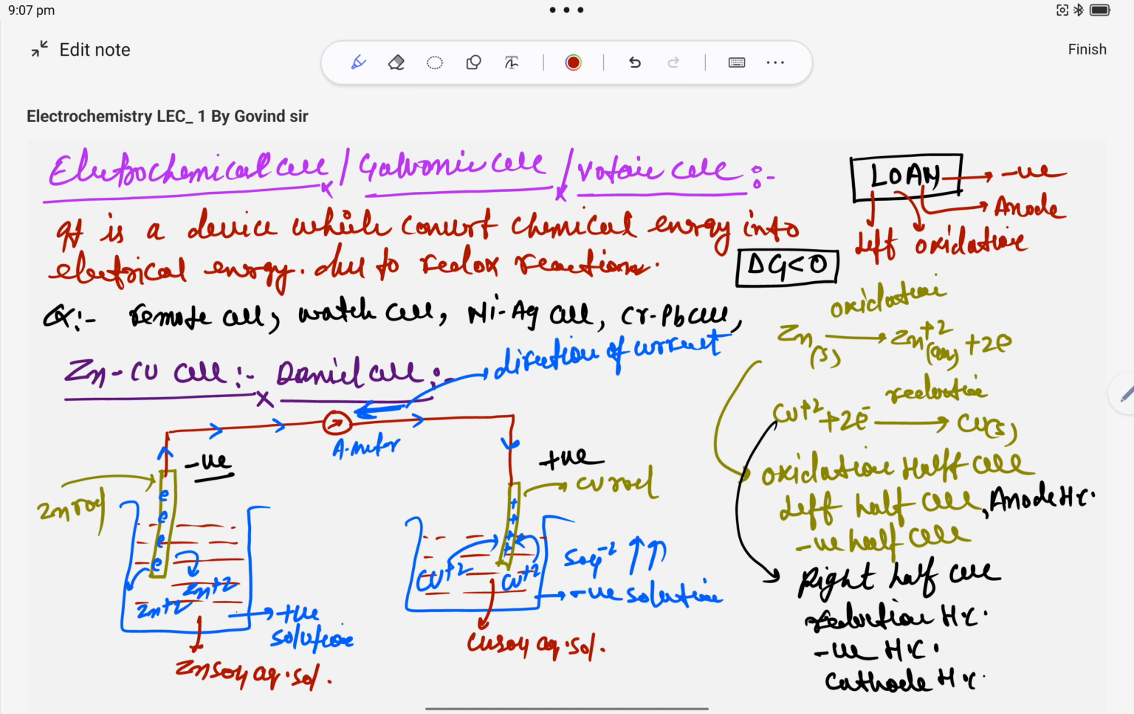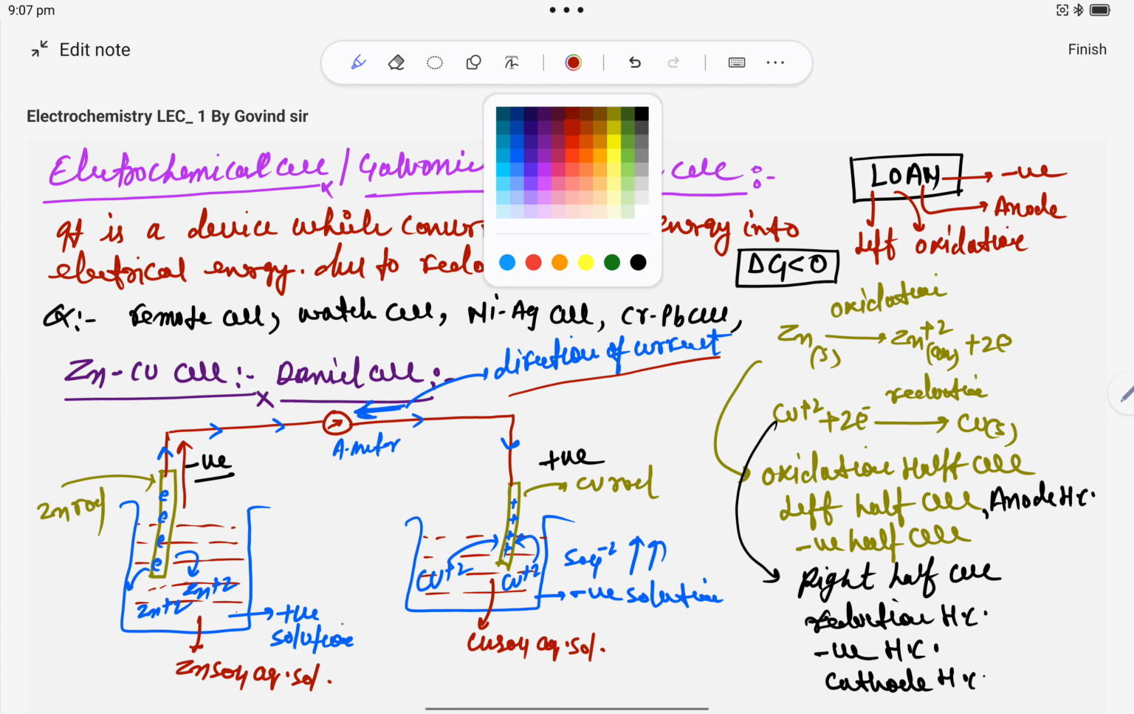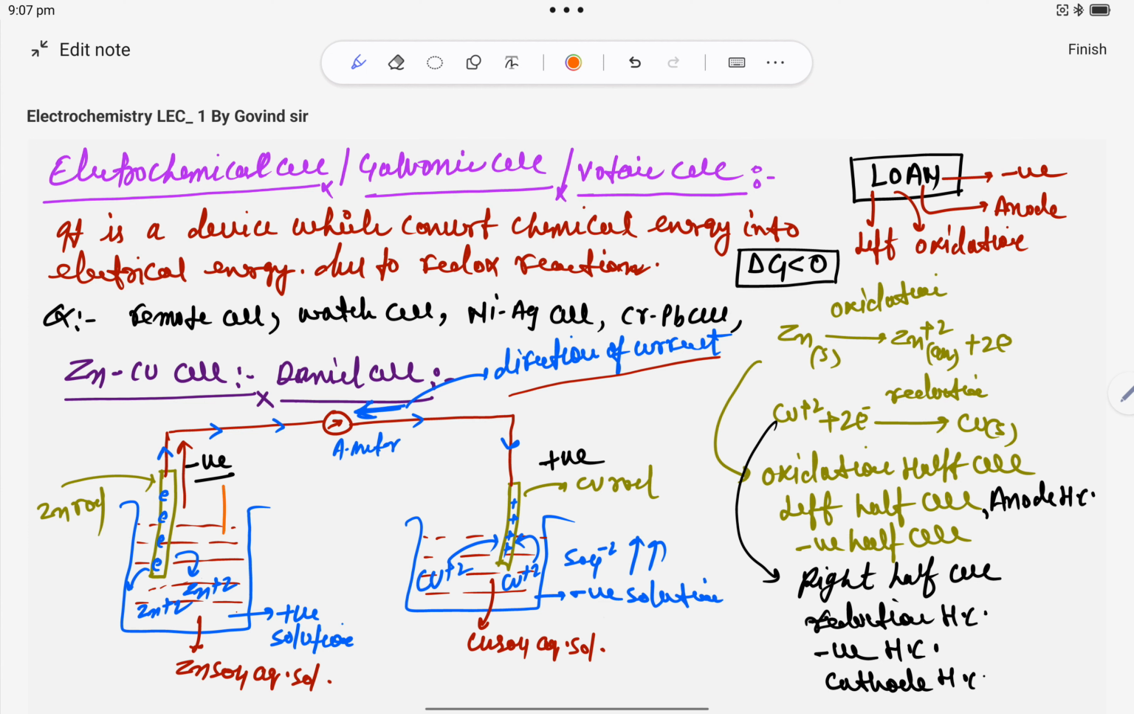But here one problem came, children. What problem? When this flow of electron stops, that means when complete Zn charge came here in the solution, then the flow of electron stops and the flow of current also stops. So that cell is not worthy, meaning once you start using it, after 5 minutes, 10 minutes, it will stop working. To remove this problem, we have to use a salt bridge.